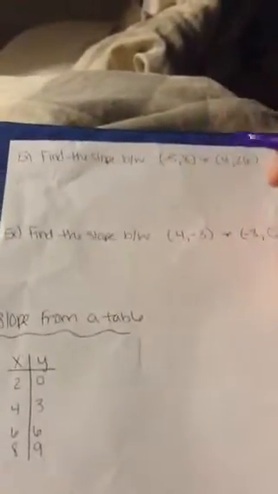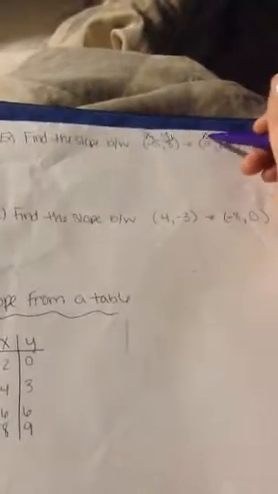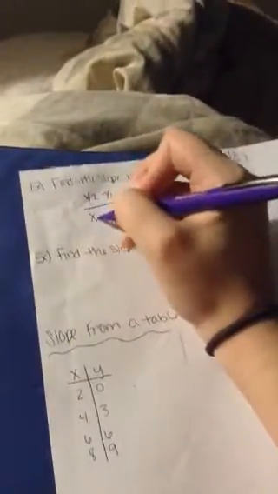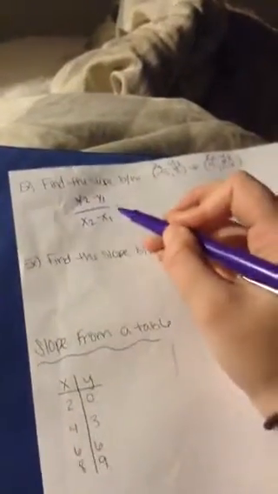Alright, try this again. So negative 5 comma 8, so that's x1, y1. 4 comma 26, x2, y2. You always label your points. And then you rewrite the formula: y2 minus y1 over x2 minus x1. And then you plug in what you know.